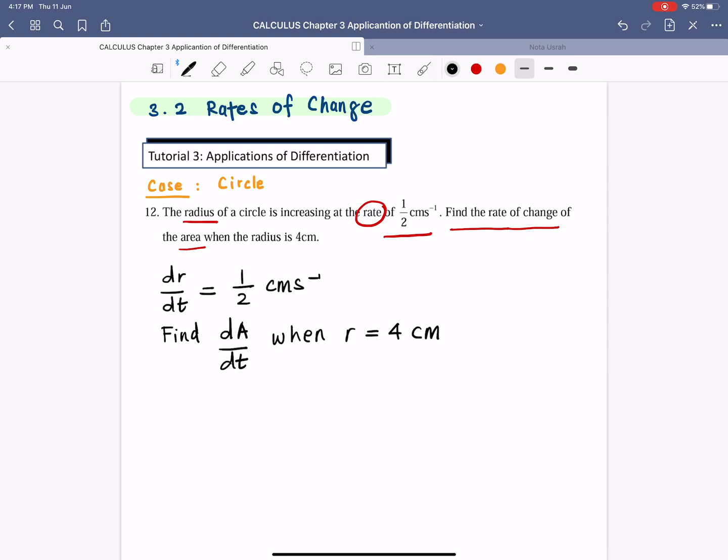We know that the area of a circle A is given by pi r square. And from this formula, we can find dA/dr because A is in terms of r. So dA/dr is 2 pi r. Then we substitute r equals 4. So 2 times 4 times pi, which is 8 pi.